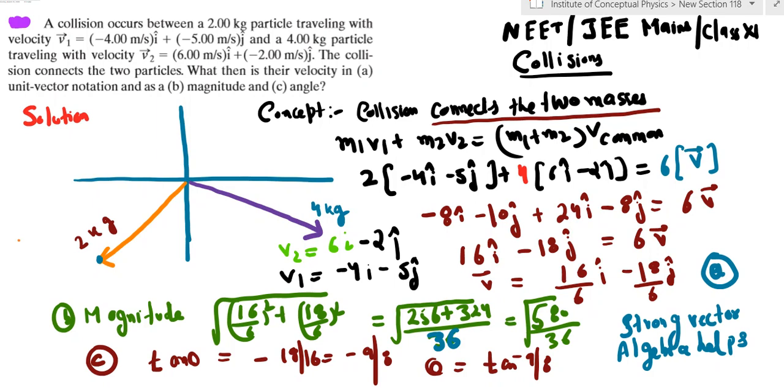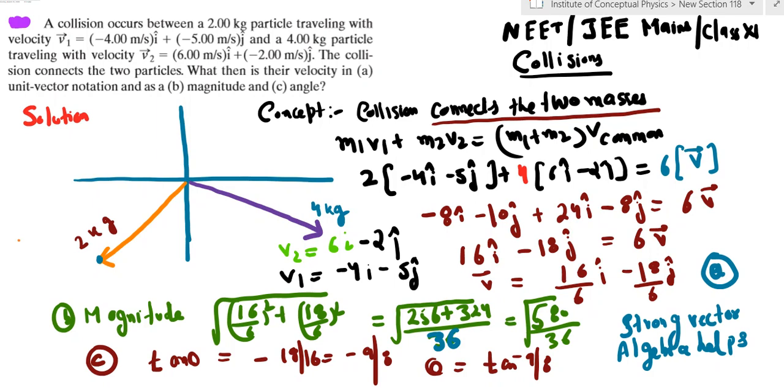What is key in this question is the vector notation, right? Velocity has been written as a vector, and the expectation from the question is that you should be able to write the vector notation of the answer and find the magnitude and angle. So the whole focus of the question is not only understanding the concepts of conservation of momentum, but also the fact that you should be strong in vector algebra.